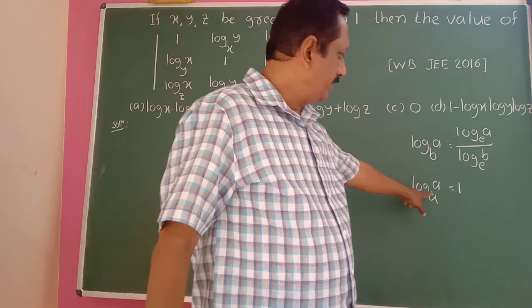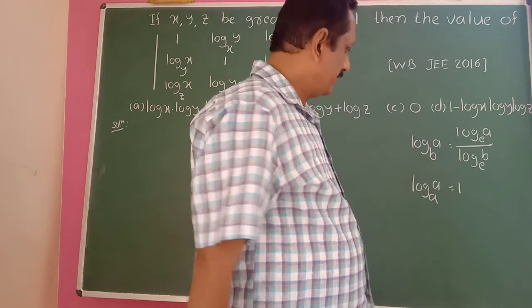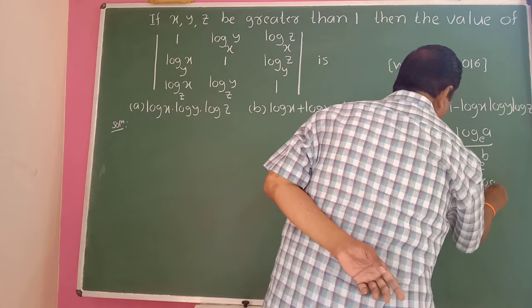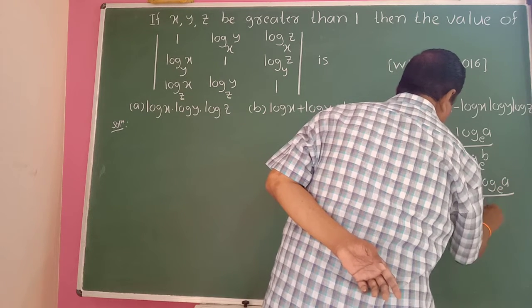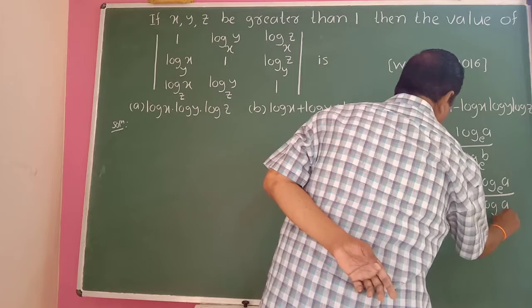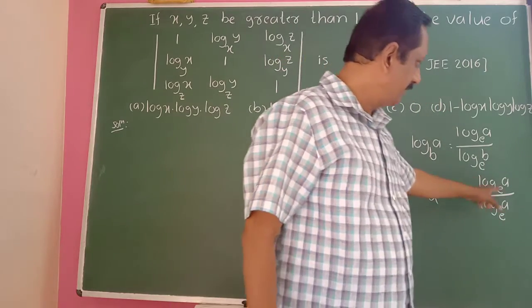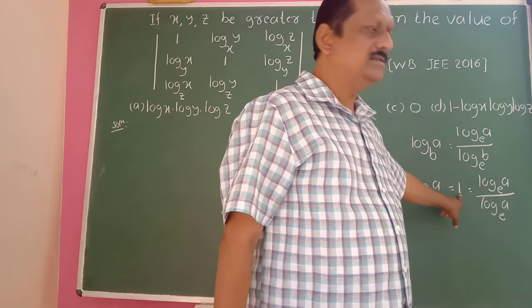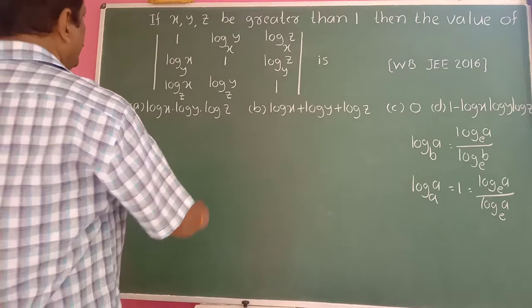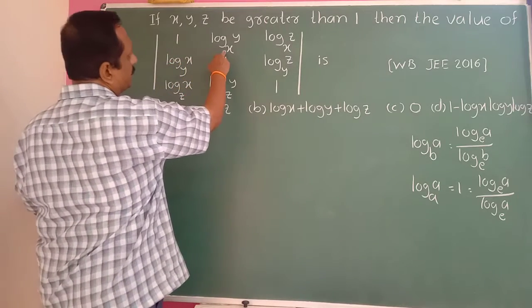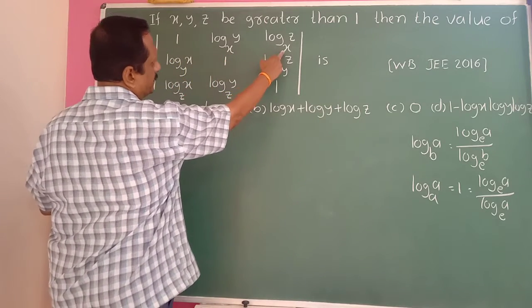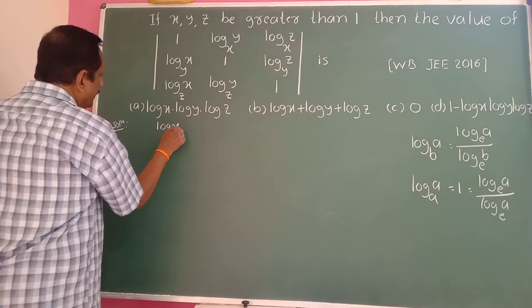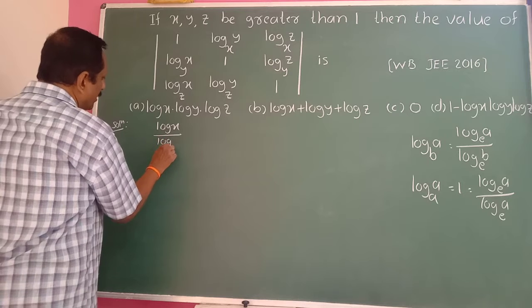Log e to the base e is always 1. You can even write log e to the base e as log of e divided by log of e, because log e cancels, the remaining is 1. Hence log a to the base a is always 1. Therefore, just observe here, base x is there, here also base x. So this 1 can be written as log x divided by log of x.